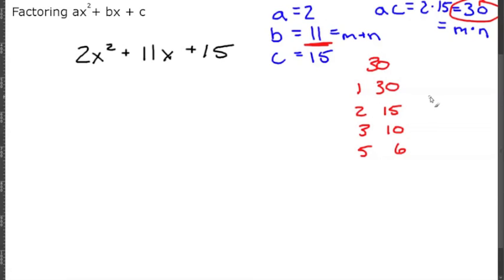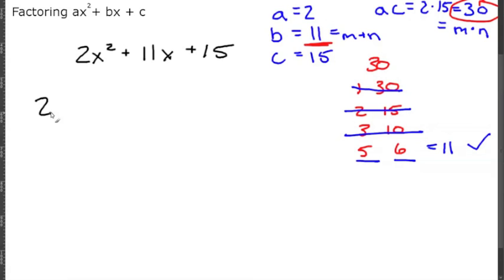1 plus 30 is 31. That does not equal 11. 2 plus 15 is 17. 3 plus 10 is 13. 5 plus 6 is 11. So our m and our n are 5 and 6.